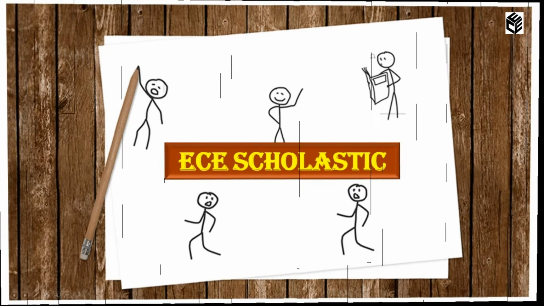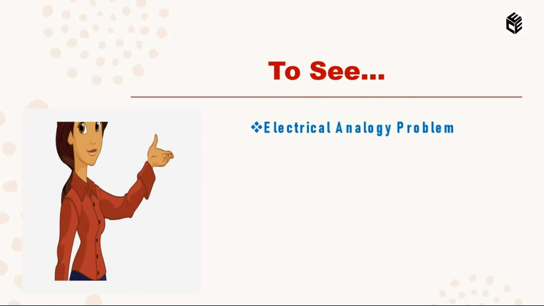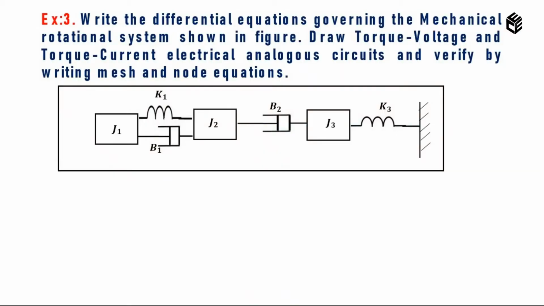I am Jasmine. In today's session, we are going to solve a problem under electrical analogy in mechanical rotational system. Okay, so let's start solving the problem. The question is, write the differential equations governing the mechanical rotational system shown in figure. Draw torque, voltage and torque current electrical analogous circuits and verify by writing mesh and nodal equations.